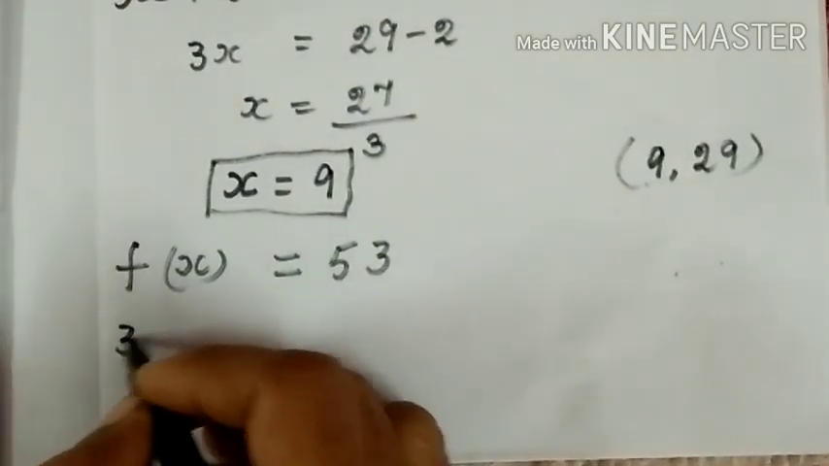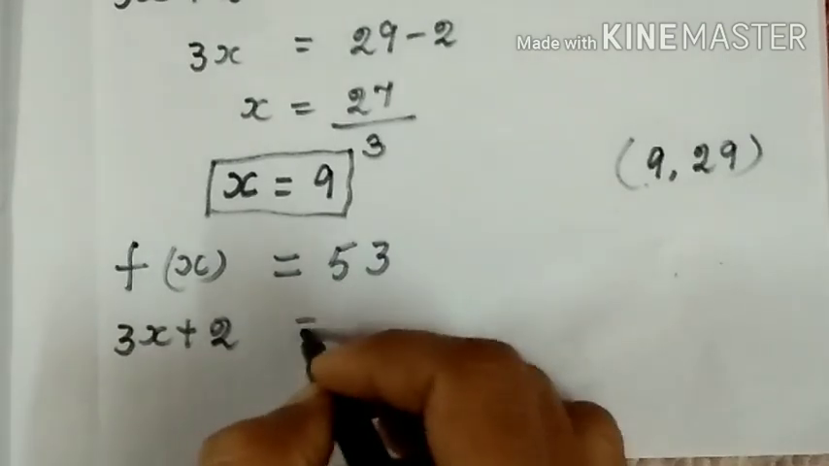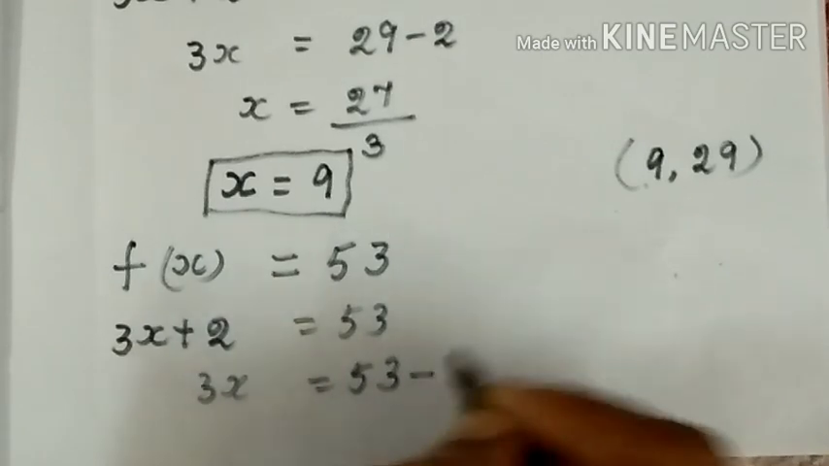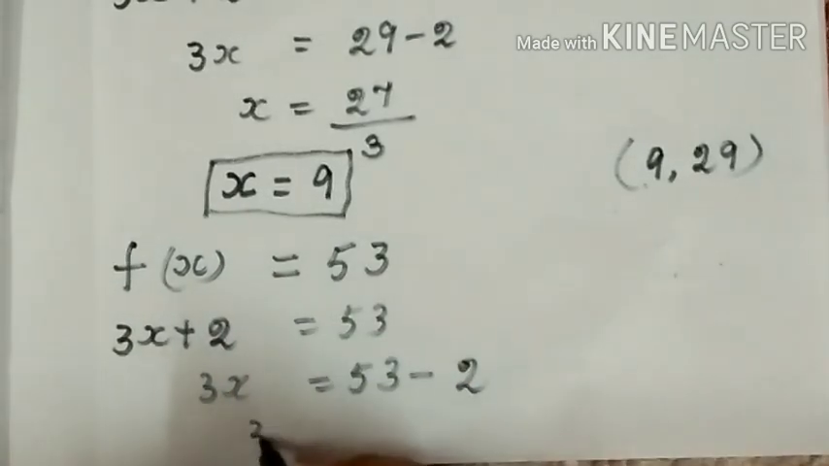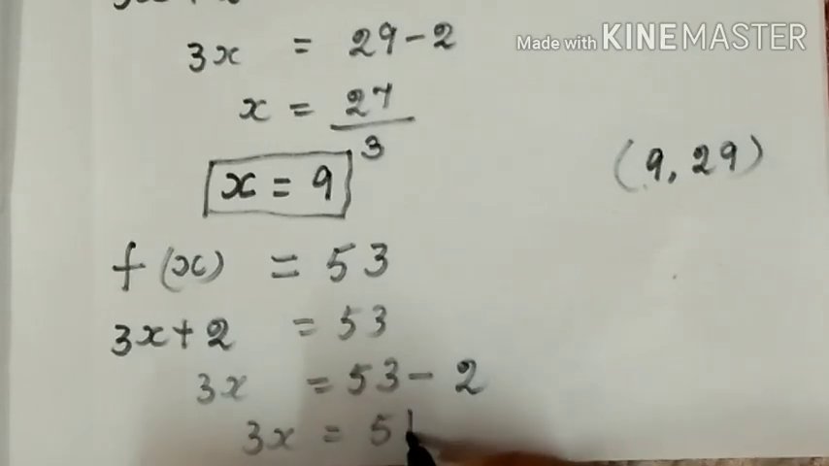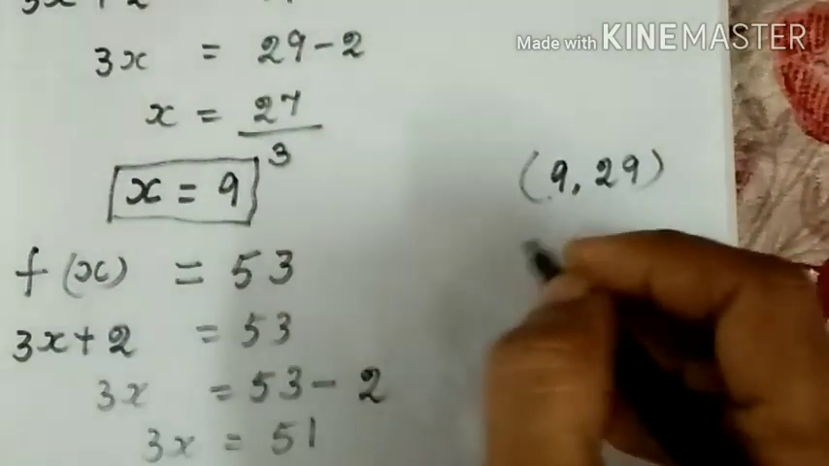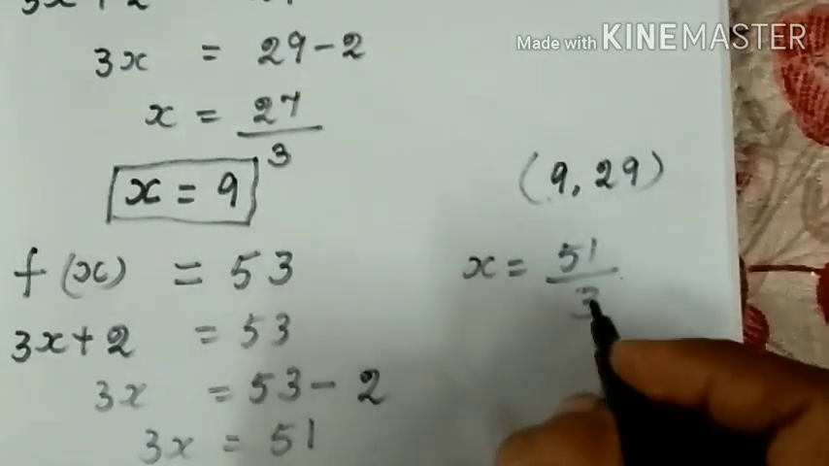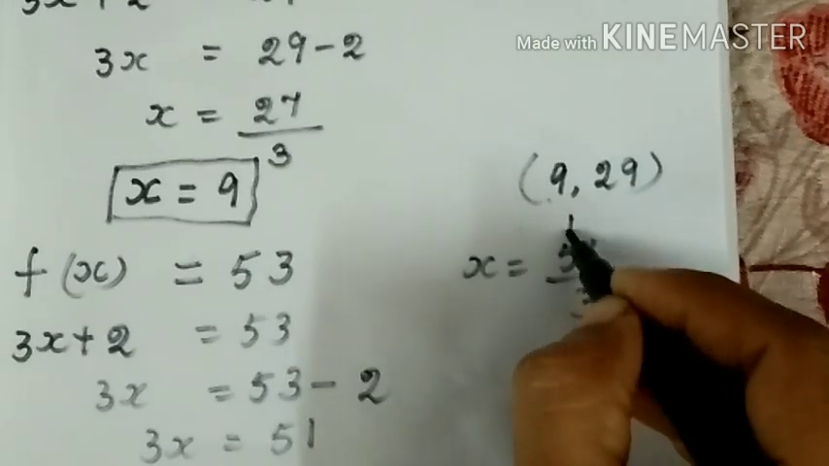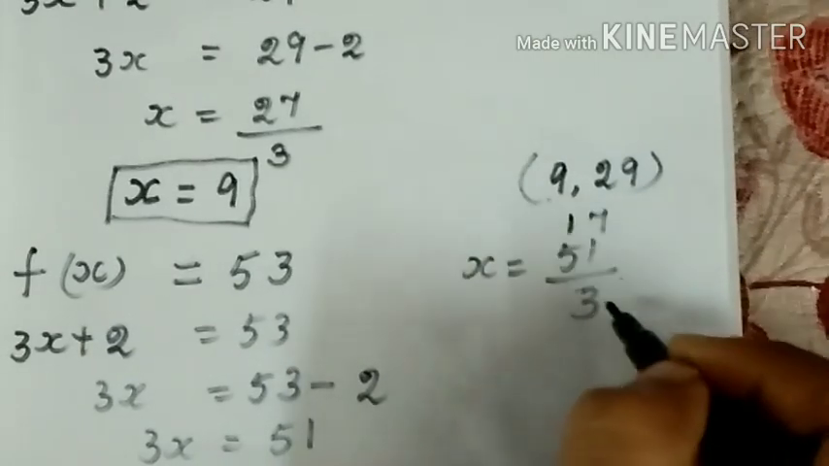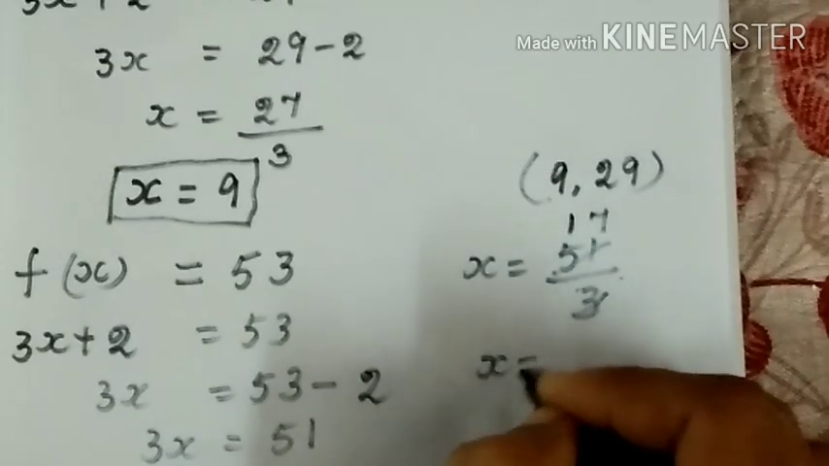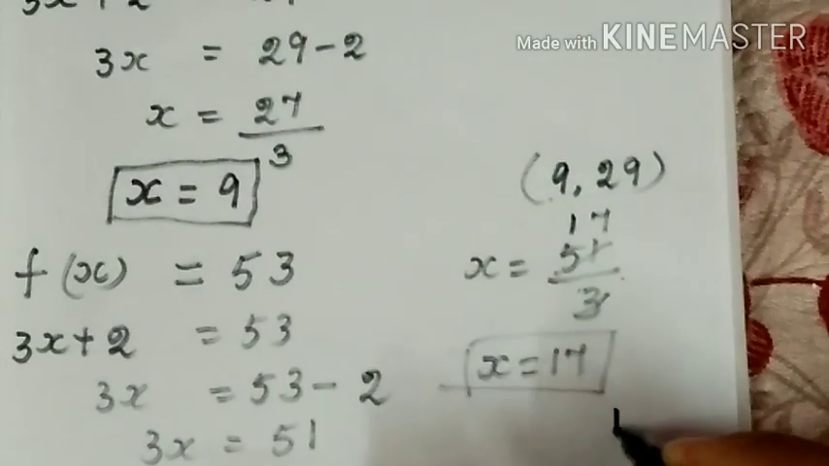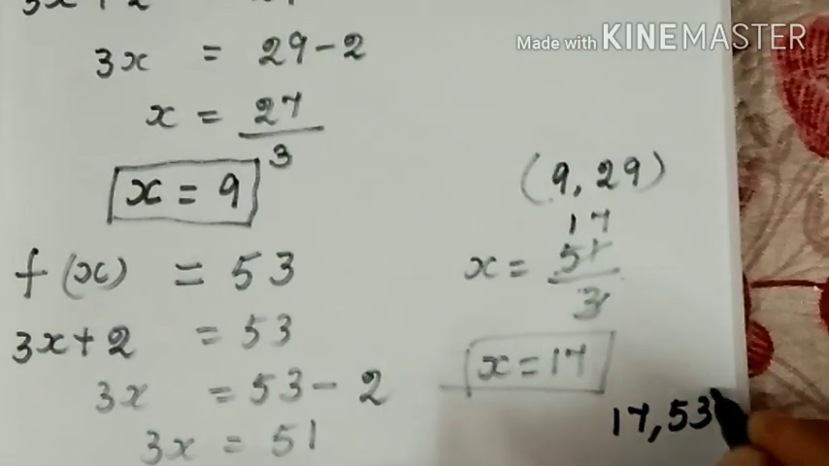f of x is 3x plus 2 equal to 53. That is 3x equal to 53 minus 2, then 3x equal to 51. Now what is the value of x? x is equal to 51 by 3. Cancel: 3 ones are 3, remainder 2, 7 threes are 21. Therefore, x is equal to 17. Here the ordered pair is (17, 53).